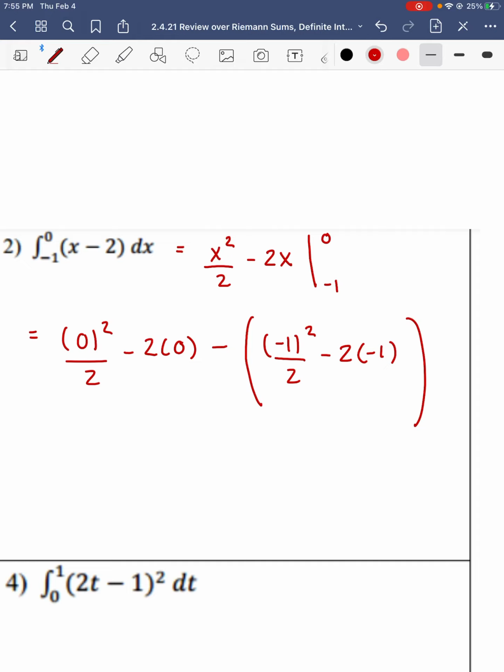So this first part is just going to become 0 since we're multiplying by 0, which would mean our answer would be negative. -1 squared would just be a positive, so 1/2. -2 times -1 is positive 2. And then if we simplified that, it would become -5 over 2.